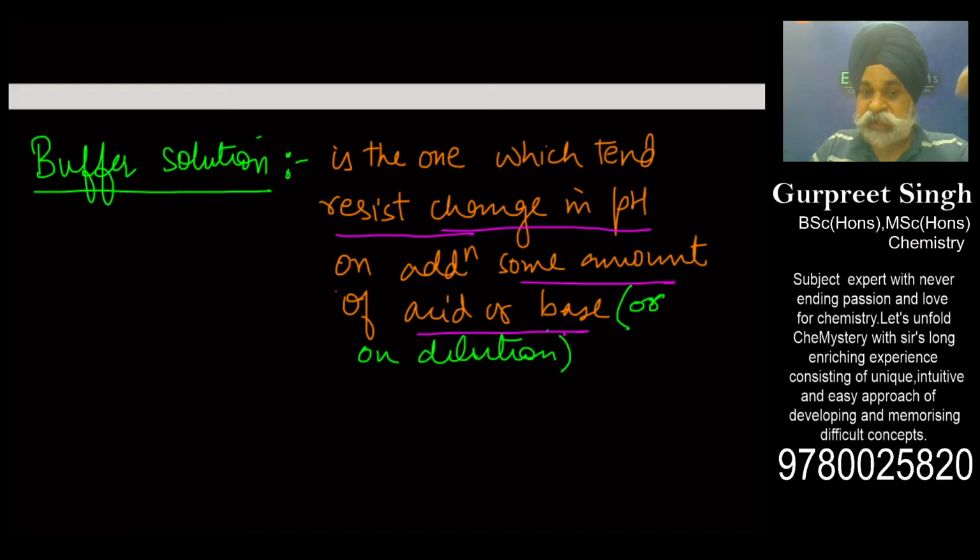Say for example, take blood. Blood has a buffer composition, and in a day we eat so many things, alkaline, acidic, a number of different types of entities having different pH, but the pH of our blood generally doesn't change because it has some buffer composition. Another thing is that if you add water to a buffer solution, or dilute it, its pH would not change much. So this is the first fact.